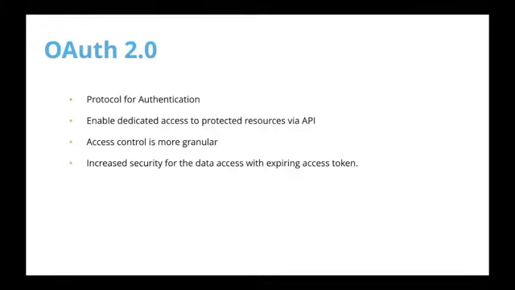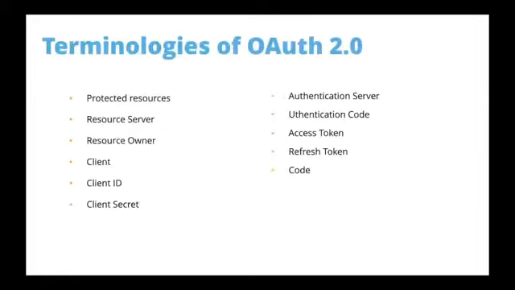So we have to make sure that we are generating a new access token from the refresh token provided to us every 60 minutes to continue the access to the protected resource. Okay, so these are the features of OAuth 2.0. Let us get to a few terminologies of OAuth 2.0.